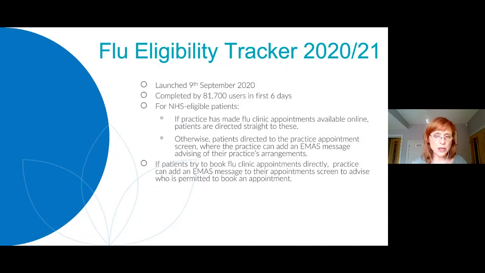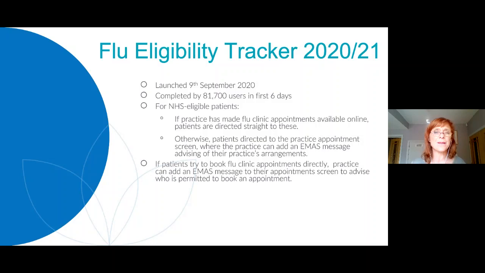We are also aware that some patients are trying to book in when they are not now eligible, and that's mostly 50 to 64-year-old patients. So if patients do try and book flu clinic appointments directly, then again on that EMIS message you can add a note saying who is permitted to book an appointment. You can say, if you haven't received an appointment from your practice, please use the patient access flu eligibility checker, or please do not book an appointment, and that will prevent ineligible patients, we hope, from making those appointments.